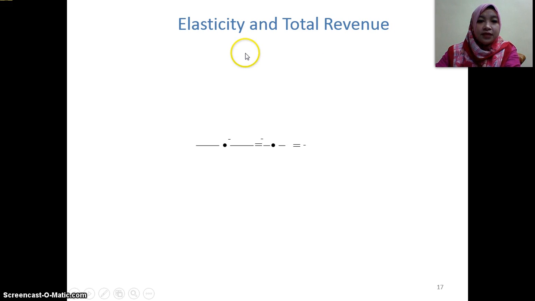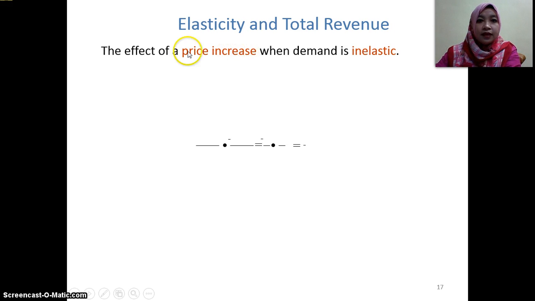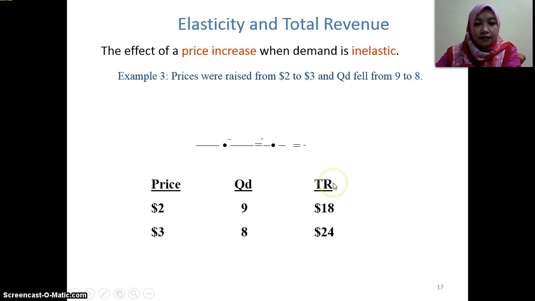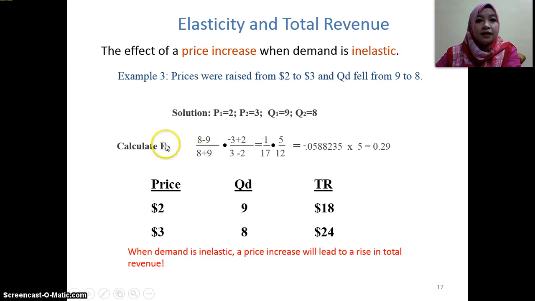Alright, let's move to another example. The price increase when the demand is inelastic. Inelastic, what is the effect? Okay, price was raised from 2 to 3 and quantity fell from 9 to 8. Get the TR first. Old TR is 18. TR for the new price is 3 times 8, which is 24. And how about the EP? Yes, you are right. Your EP is 0.29, which is less than 1.